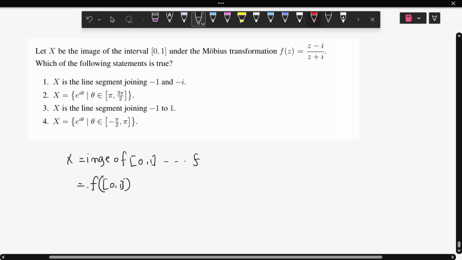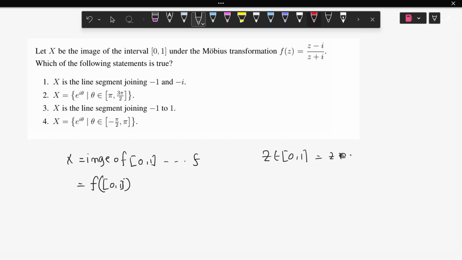ठीक है ना। Now if we choose z belongs to closed interval 0 1, so z equals to x plus 0 i, क्योंकि imaginary part तो होगा नहीं, क्योंकि 0 1 closed interval में.